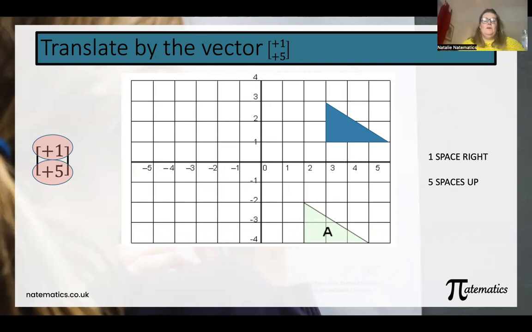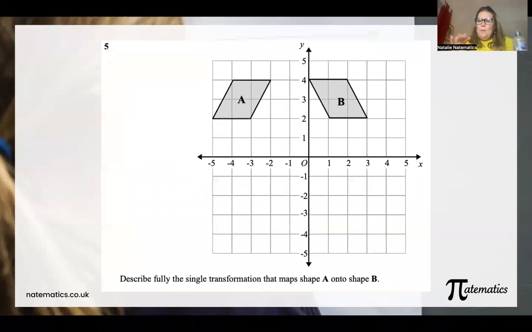Okay. Right then. So I'm just going to do a couple of questions now. Quite often we get asked the question in this way, and I'm just going to move my, there's a little menu thing at the bottom. I'm just going to move it slightly. It says, describe fully the single transformation that maps shape A onto shape B.